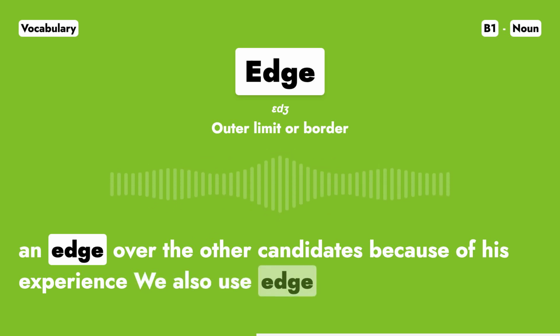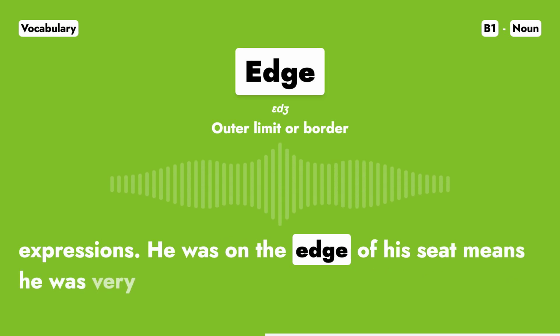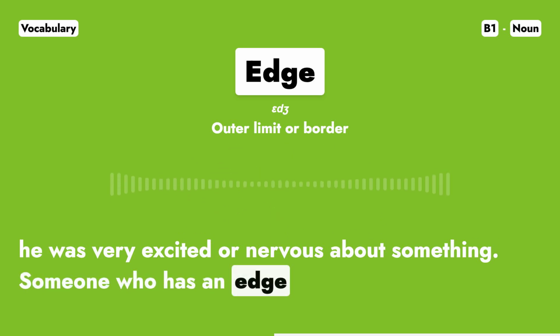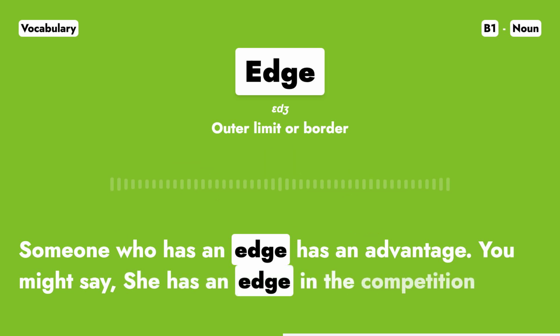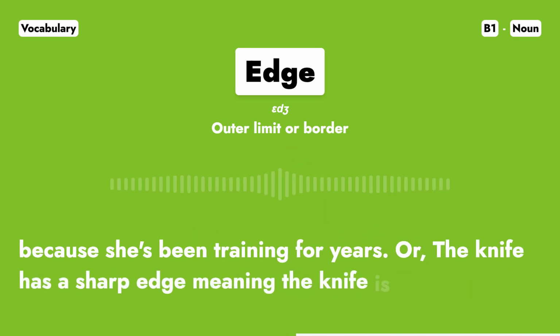We also use edge in common expressions. He was on the edge of his seat means he was very excited or nervous about something. Someone who has an edge has an advantage. You might say, she has an edge in the competition because she's been training for years. Or, the knife has a sharp edge, meaning the knife is sharpened.